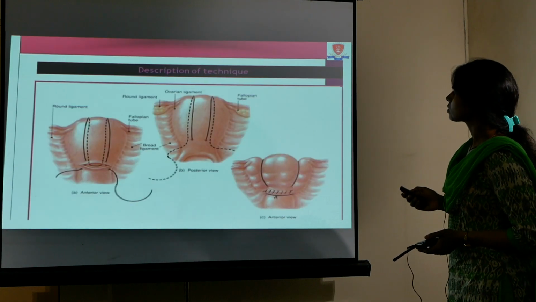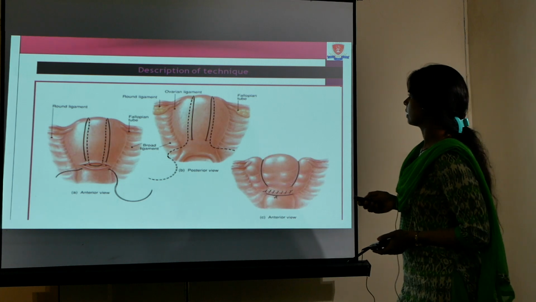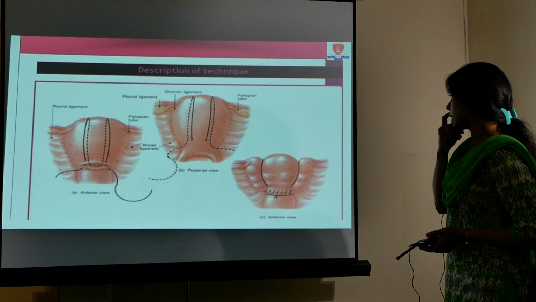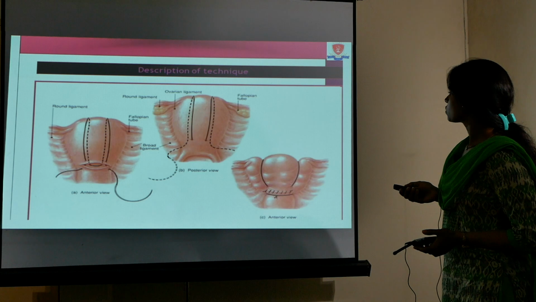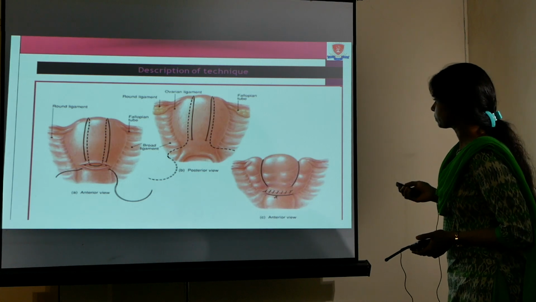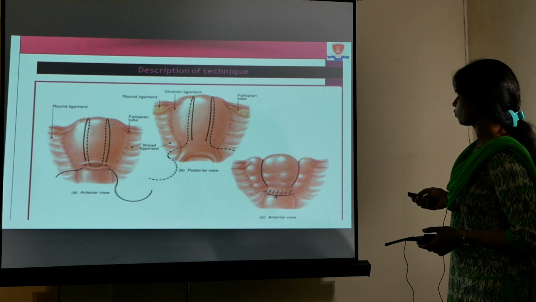In this method, it is showing the B-Lynch sutures for the uterine contractions, or the Cho sutures, and square sutures are also used for the uterine compression.